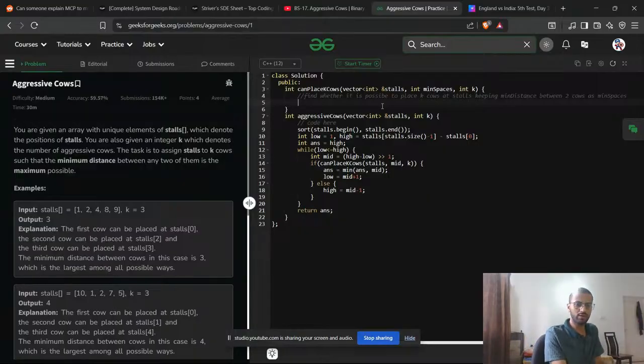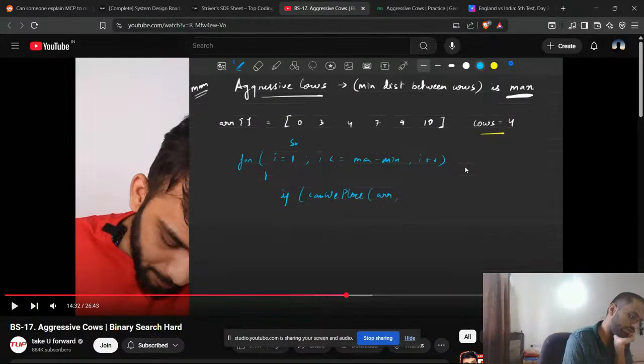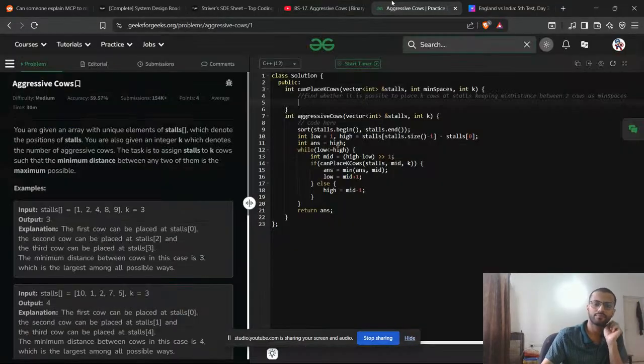I have these stalls. Let's take his example only: 0, 3, 4, 7, 9. I will place one. I will decide which place it will be. First cow, I will place here.